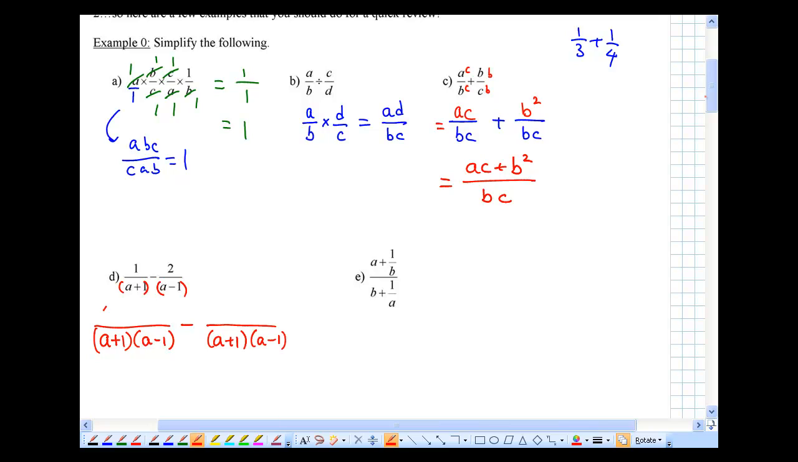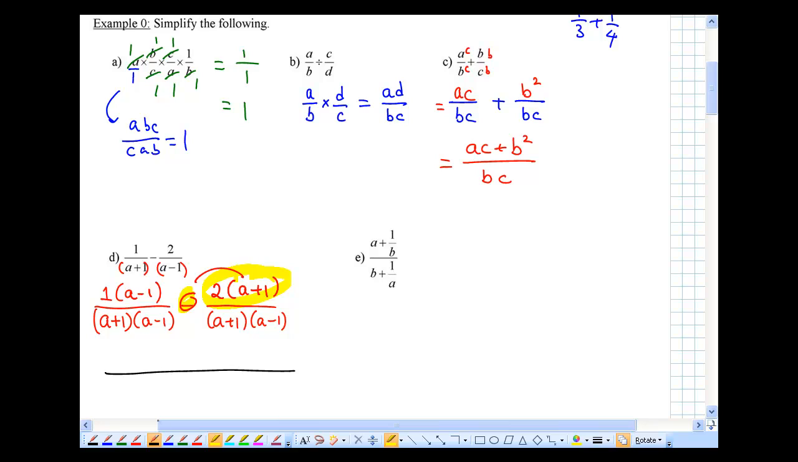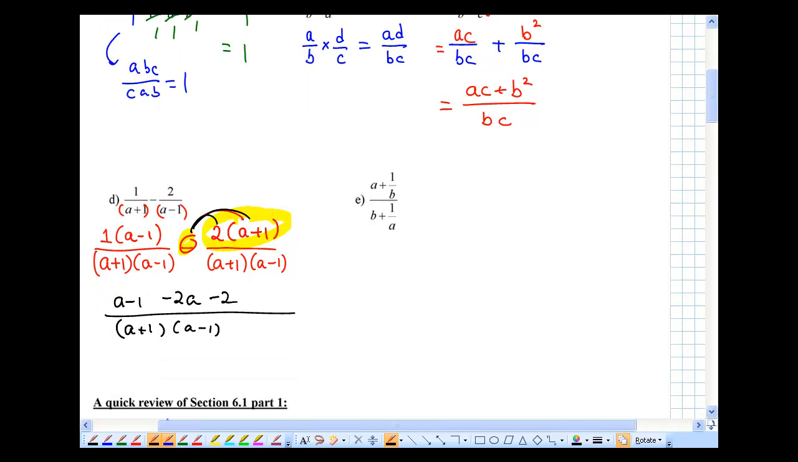On the numerator of the first fraction, I'm missing the a minus 1, and for the second fraction, I'm missing the a plus 1. Notice that the minus sign applies to the entire expression, so be careful about that. Since the denominators are the same now, I'll combine everything together. Distributing, negative 2 times a is negative 2a, and negative 2 times 1 is minus 2. That simplifies to negative a minus 3, all over a plus 1 times a minus 1. Stop right there.